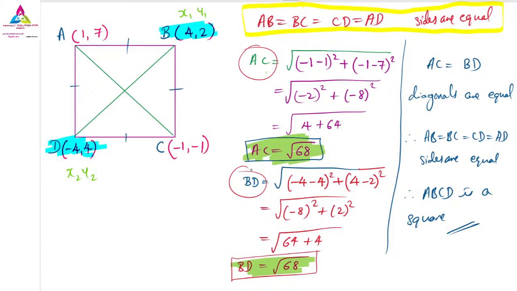Remember, when they have asked whether it is a rhombus, what we have to prove is that all the 4 sides are equal, then it is called a rhombus. That's all. If they have asked whether it is a square, then we have to find the diagonals also. Similar types of questions we are going to have.